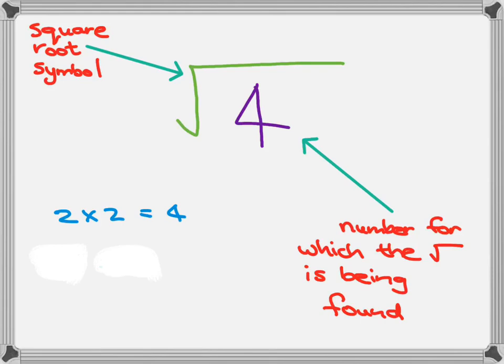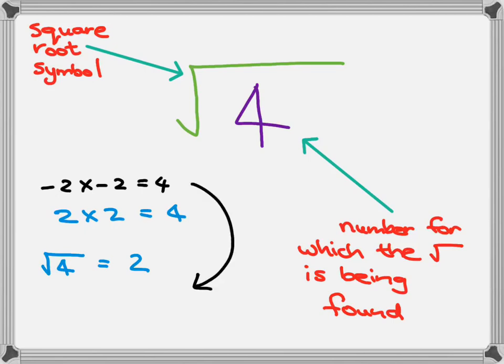So what is it? Well, 4, if you want to find the square root, you've got to say to yourself, what times itself will come to 4? We know 2 times 2 equals 4. So we can say the square root of 4 equals 2. But we also know minus 2 times minus 2 equals 4. So therefore, the square root of 4 can also be equal to minus 2.